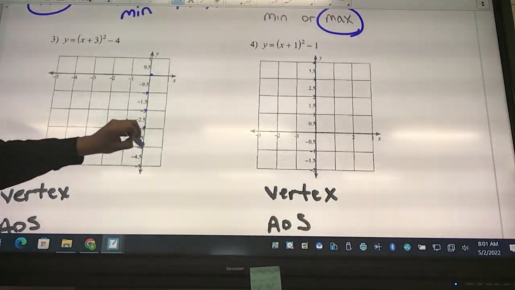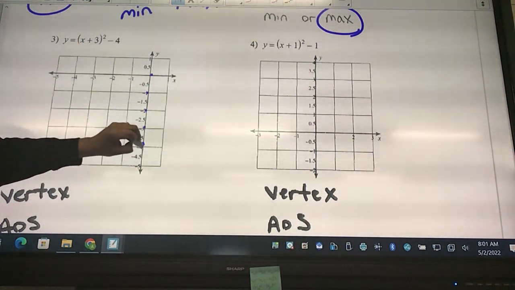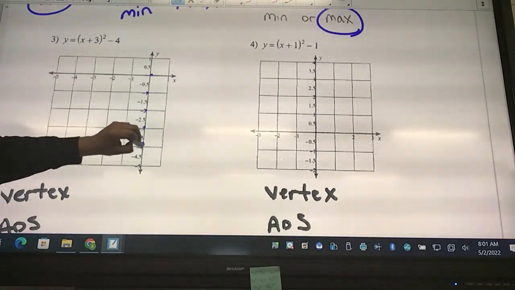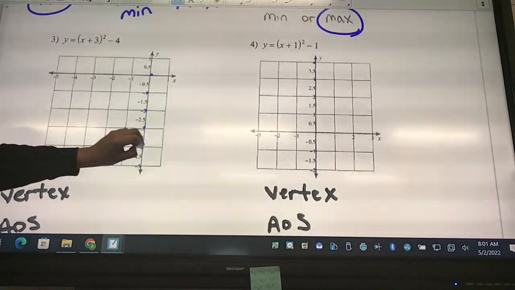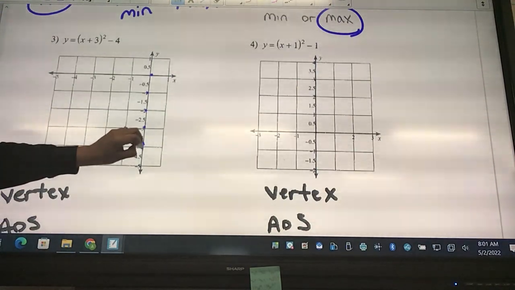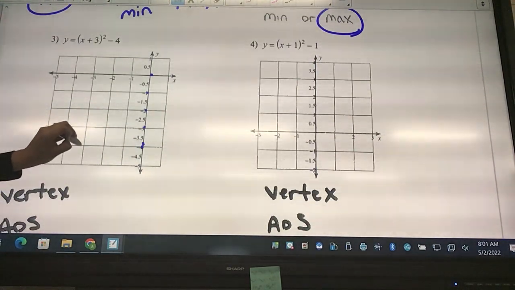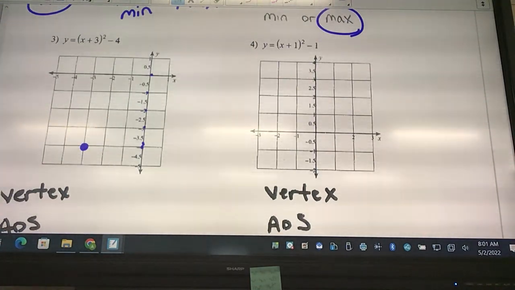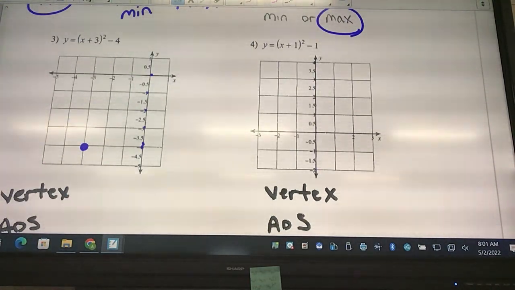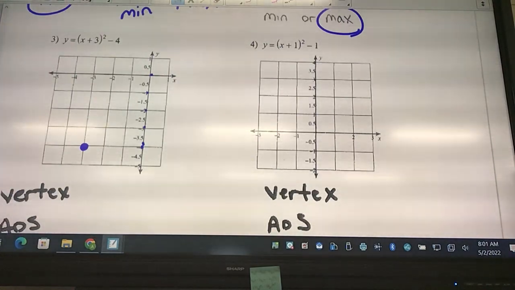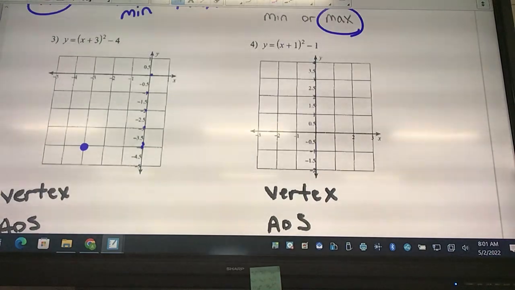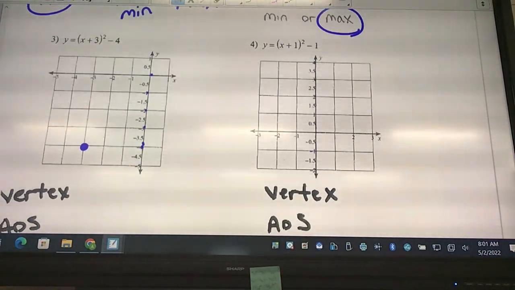What does a +3 on the inside do? It's gonna go left 3. Okay, so we're gonna, from this 4, where your pencil's at, you're gonna go 1, 2, 3. That is our vertex. Okay, we shifted that graph down 4 and over 3. Okay, now the rest of it's still the same. You're gonna go up 1, over 1.